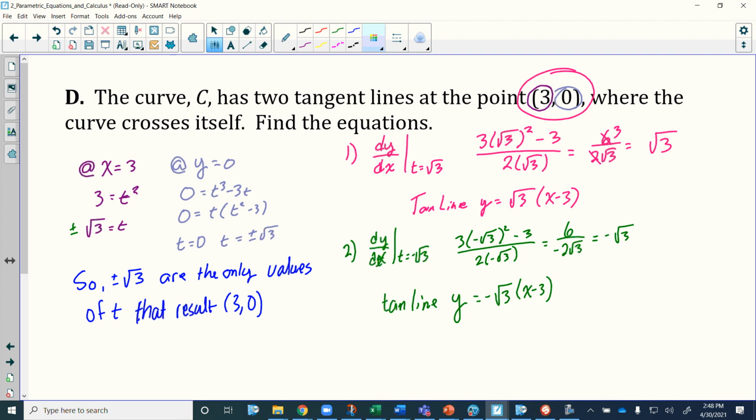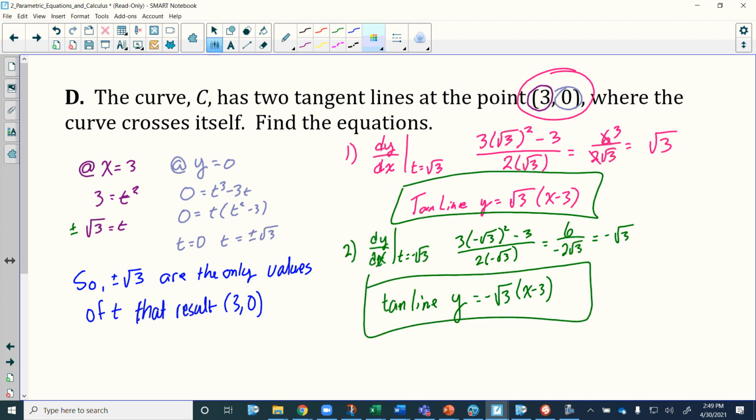Now, one of the things I was looking at when I originally looked at this problem, and here let's illustrate what our answers are, is this part where it says where the curve crosses itself. So what I'd like to do real quick is look at this on our calculator and see what it's going to do.